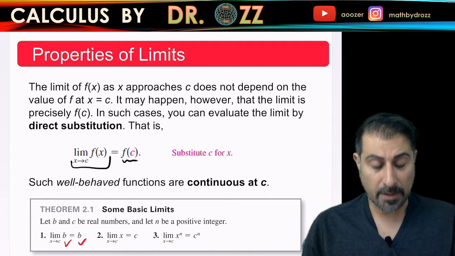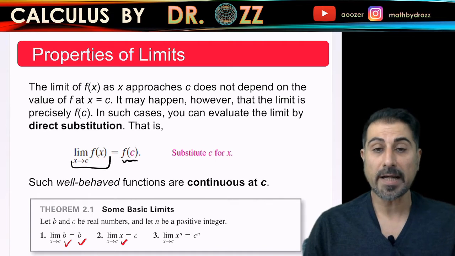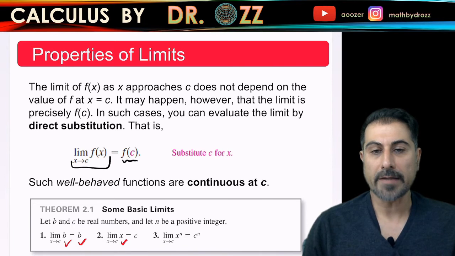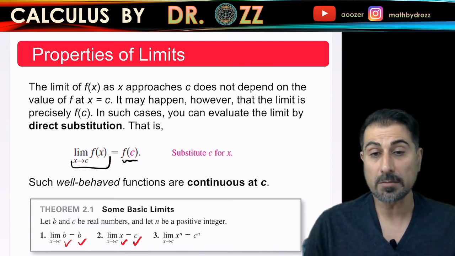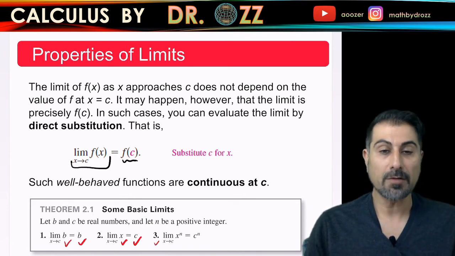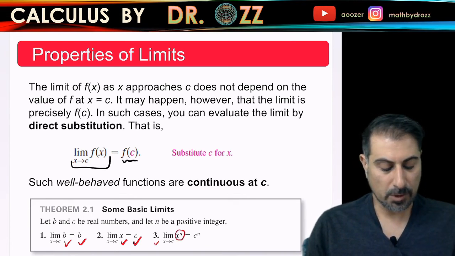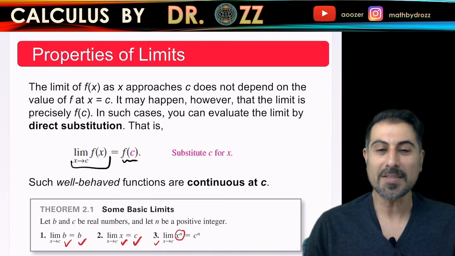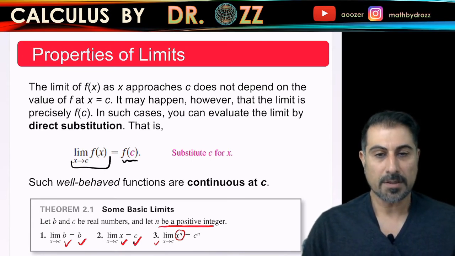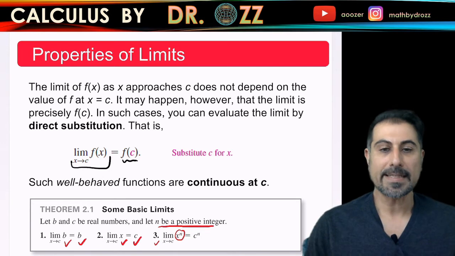Another well-behaving function is f of x equals x. As x approaches c, by direct substitution, you can just say x equals c, so the limit value is exactly equal to c. Another well-behaving function is x to the power of n. If you look at the limit of this function as x approaches c, it's just direct substitution. Just plug in c for x, and you have c to the power of n as the limit value. Here n has to be a positive integer, because if it's a negative number, then you're talking about the reciprocal. You have to be careful about that.